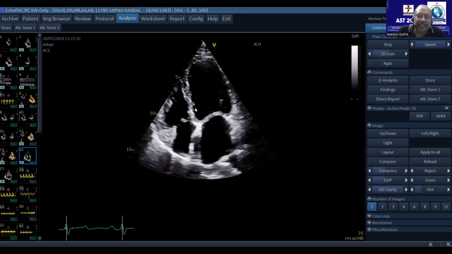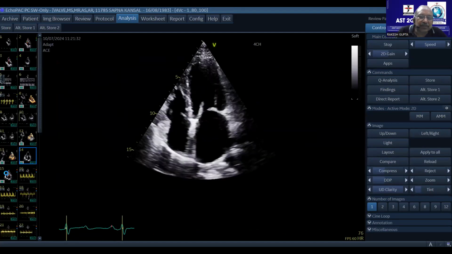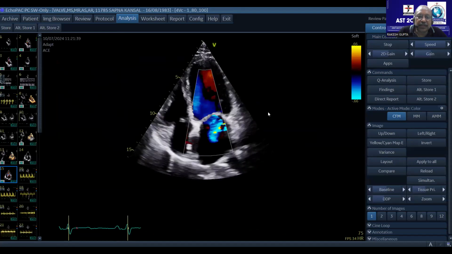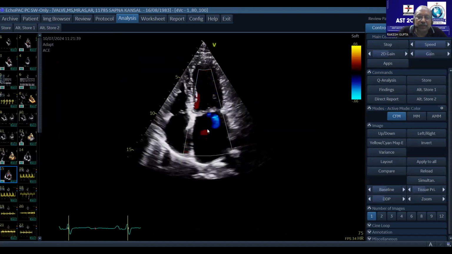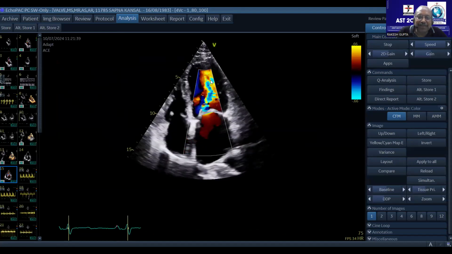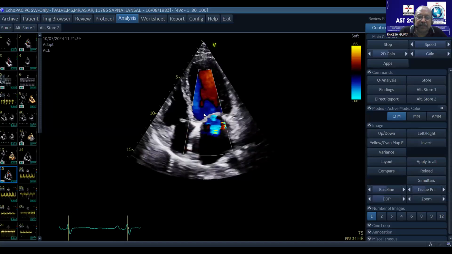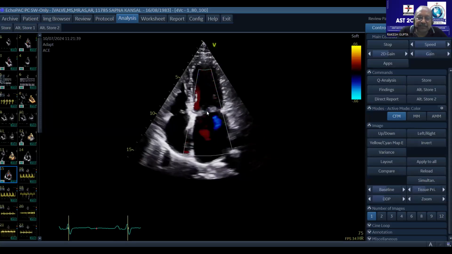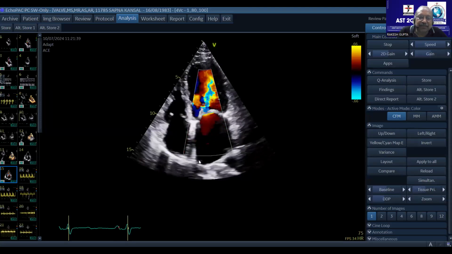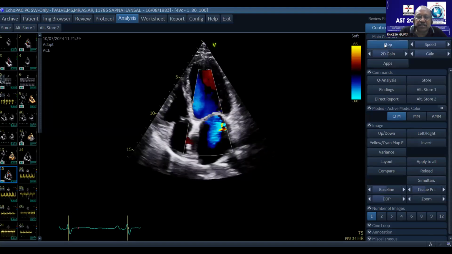So once we look at this view, what exactly is going to happen? Then switch on the colors. Look, these colors are telling you two important things. One is a flame-colored, significant turbulence at the level of the mitral valve leaflet, and we have some amount of mitral regurgitation.